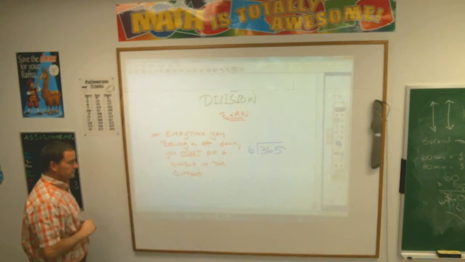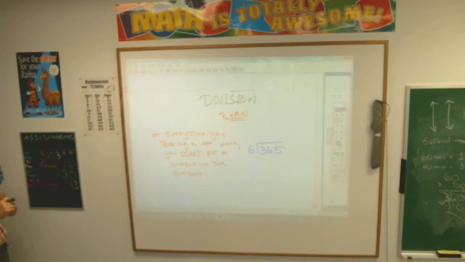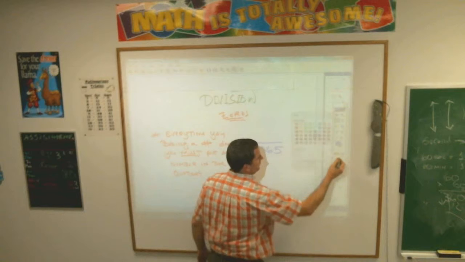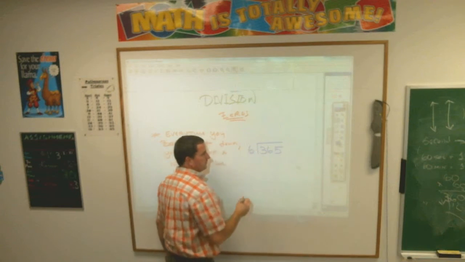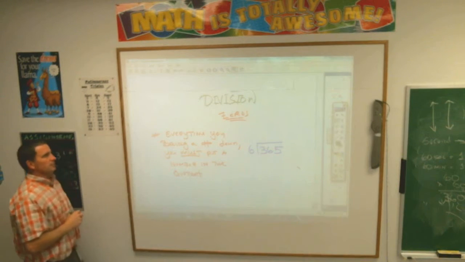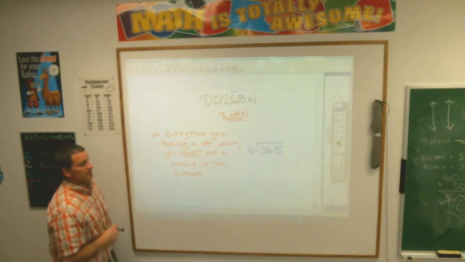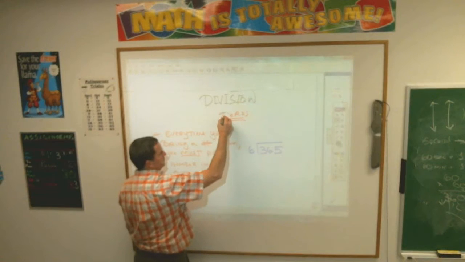I still see some people come up to me and ask me to show them these problems, and I still say, you've got to keep these in order. People, keep them in order. Everybody ready for me to move on? No. Every time you bring a number down, you must put a number in the quotient. Sometimes that number is going to be this 0.